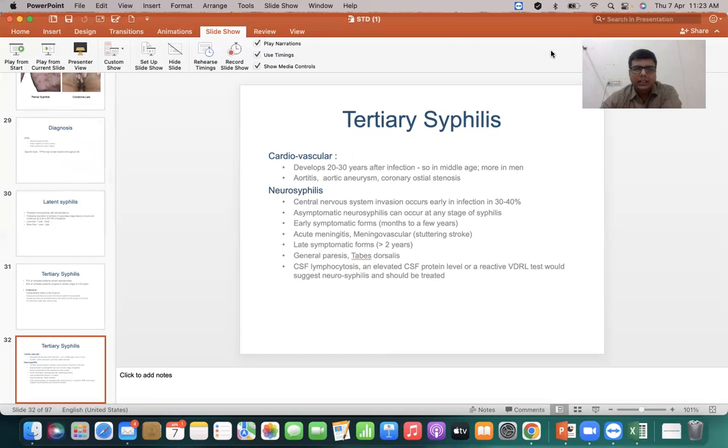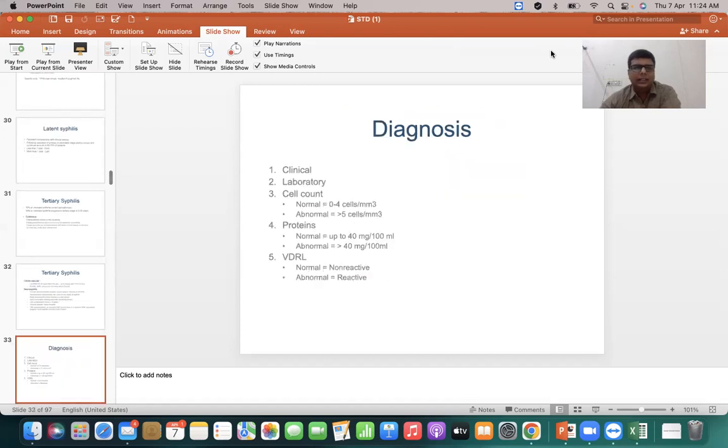In neurosyphilis, central nervous system invasion occurs in early infection. Asymptomatic neurosyphilis can occur at any stage. Early symptomatic forms occur months to a few years later. There can be acute meningitis, meningovascular syphilis. Late symptomatic forms occur after more than 2 years: general paresis, tabes dorsalis. During CSF examination, CSF lymphocytosis and elevated CSF protein level or reactive VDRL test suggest neurosyphilis and should be treated.